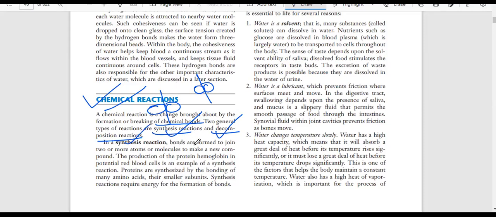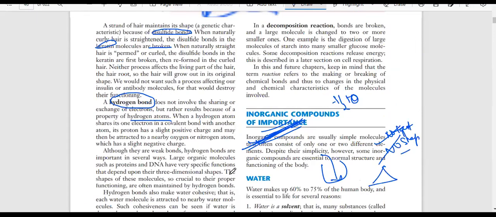In a synthesis reaction, bonds are formed to join two or more atoms or molecules to make a new compound. The production of the protein hemoglobin in developing red blood cells is an example of a synthesis reaction. Proteins are synthesized by the bonding of many amino acids, which are smaller subunits. Synthesis reactions require energy for the formation of bonds.